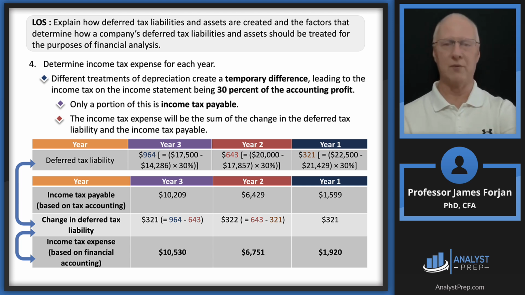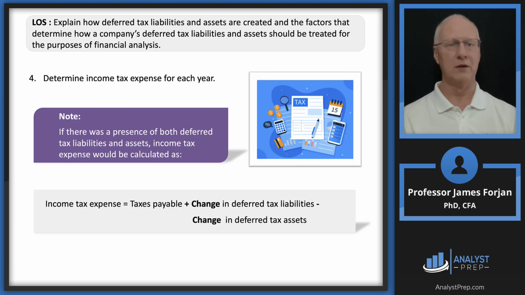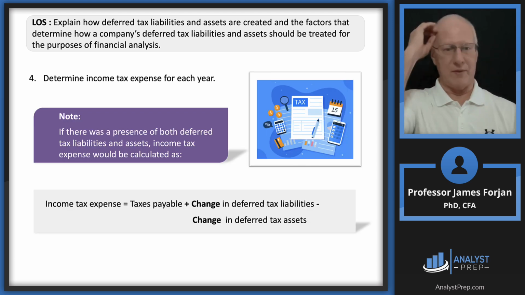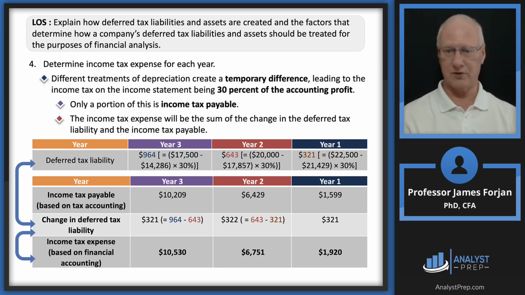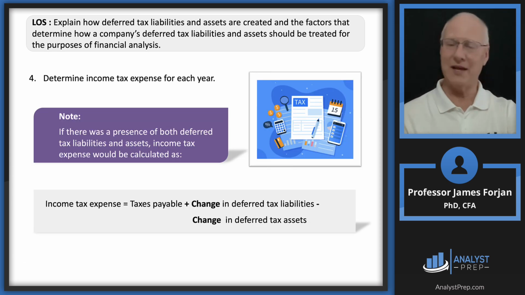Feel free if you want to pause the video and go ahead and make sure you can compute the income tax expense at the bottom of year 2 and 3. Yeah, so what do we have at the bottom there? Income tax expense. There's the taxes payable plus the change in the deferred tax liabilities, which is what we did back here. And I did say this earlier, if there is a change in deferred tax assets, then make sure you subtract it. So there's a plus sign and then a minus sign.